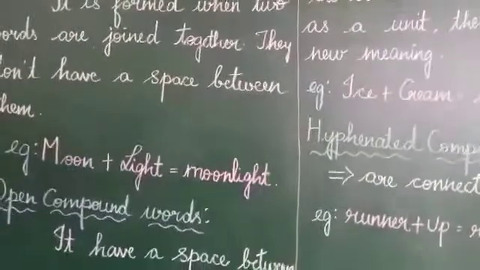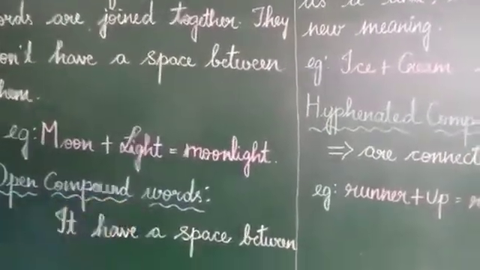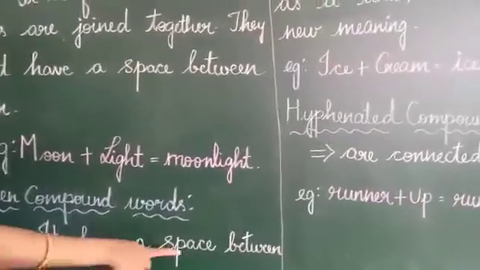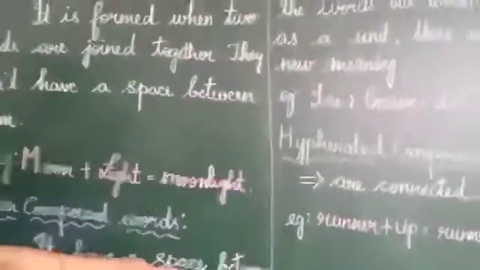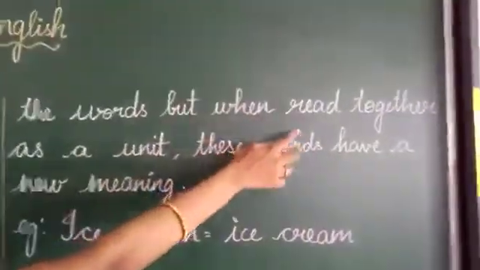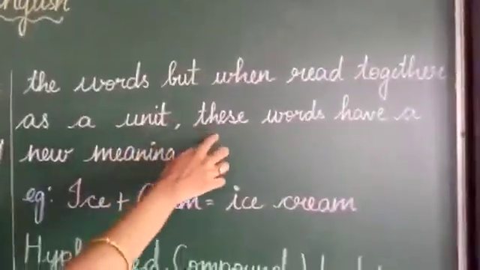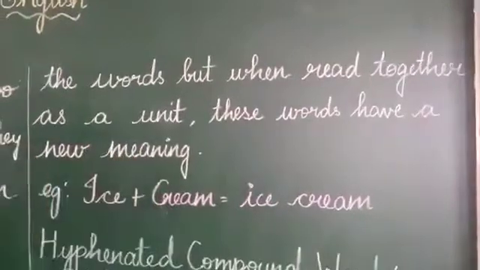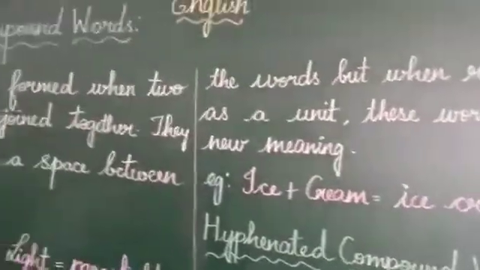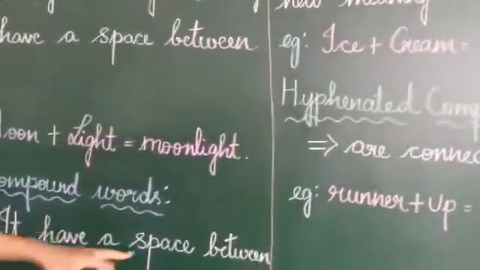Next is open compound words. Open compound means it has a space. It has a space between the words, but when read together as a unit, these words have a new meaning. But in closed compound words, they don't have a space. But in open compound words, they have a space.